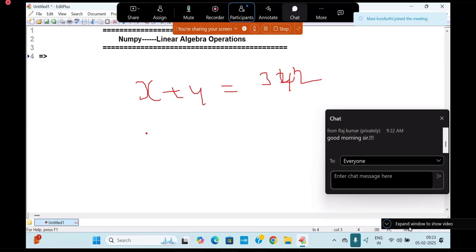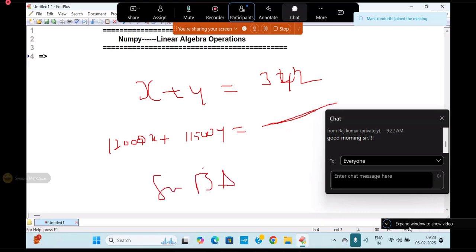Next I'm going to take up full stack Python: 12,000 rupees boys paid, 11,500 girls paid. 500 rupees concession for girls. Why? Because you are sincere. That is equal to some amount of rupees. Right or not? Find the number of boys and girls. Are you following me? Find the number of boys and girls.